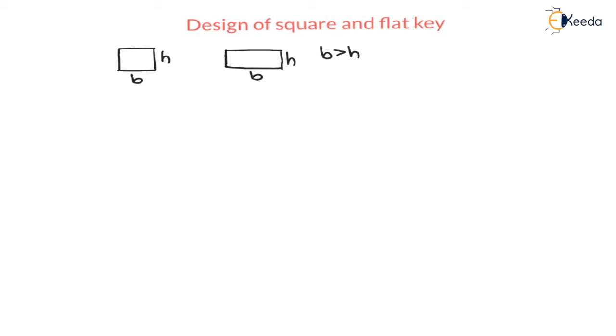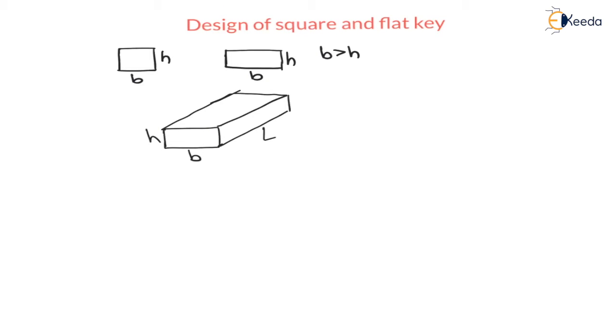And the key is having some length. Let us say it may be a square or flat key, right? And it is having some length l, like this. These are the dimensions: base b or width b, height h, and length l.